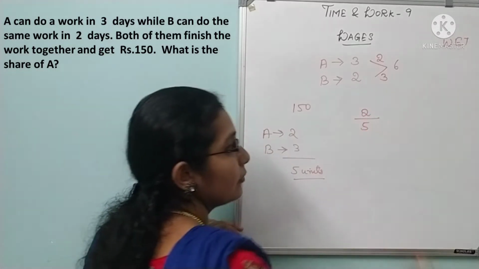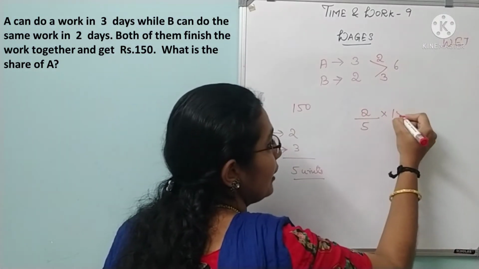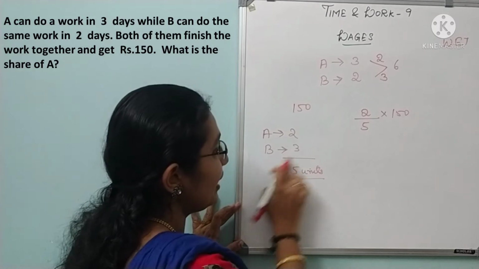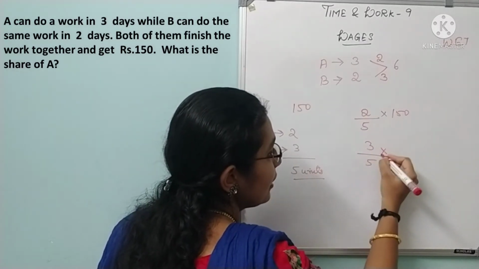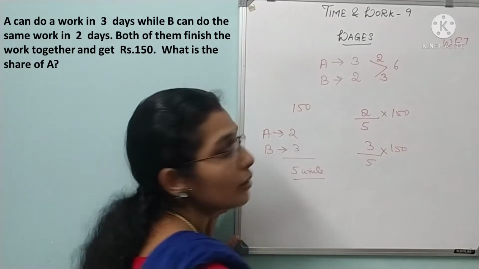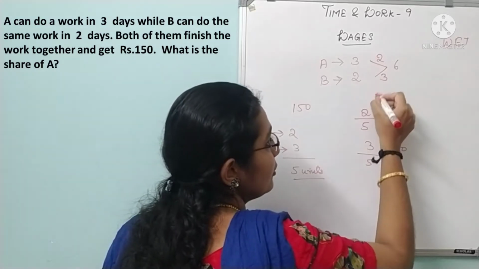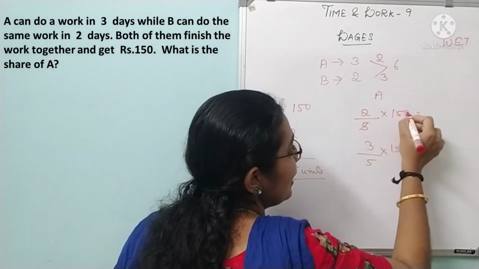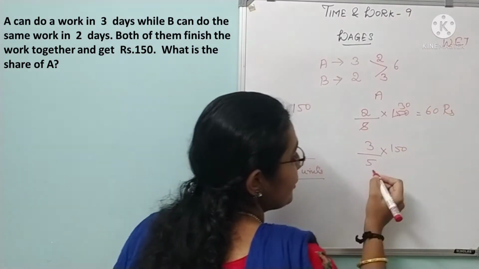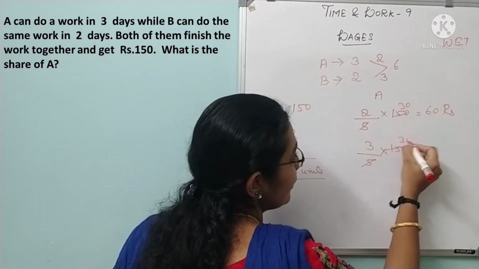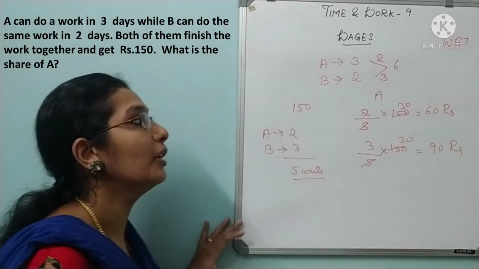5 units per day. Yes, and the total money is 150. Whereas B will complete 3 units out of 5 units into 150. So if you do this, you will get the share of A and B separately. So the share of A is 2 by 5 into 150, so 60 rupees. And share of B is 90 rupees. Clear? This is how you'll have to solve.